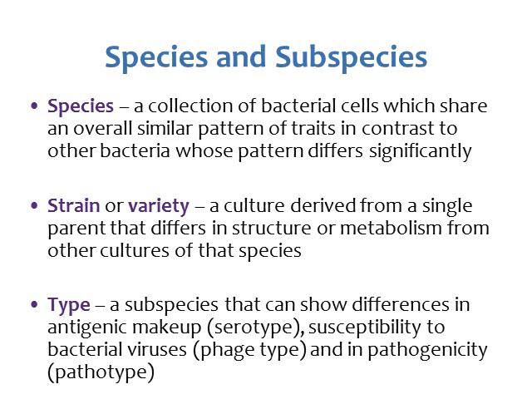You can also have different types under a species. This is a subspecies that can show differences in antigenic makeup, so you can have different serotypes. They have different markers on their cell wall or cell membrane. They have different susceptibility to bacterial viruses, or phages, or they differ in their pathogenicity, so how they actually cause disease, and those are different pathotypes.